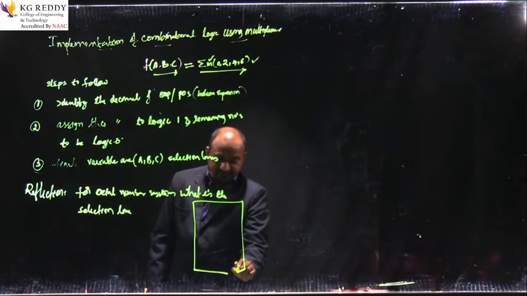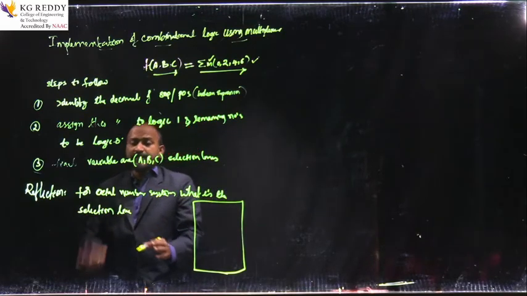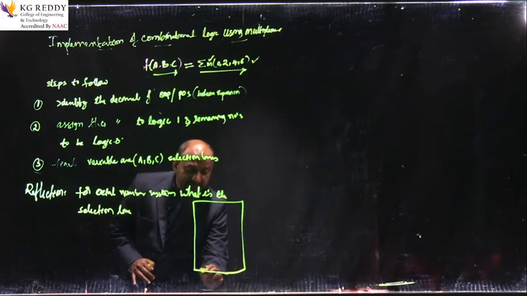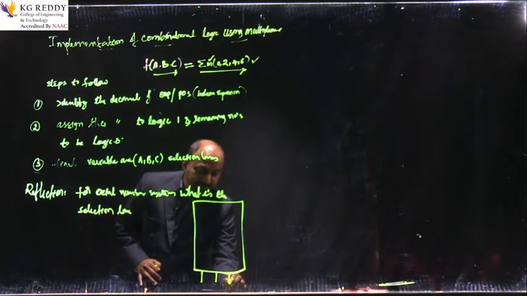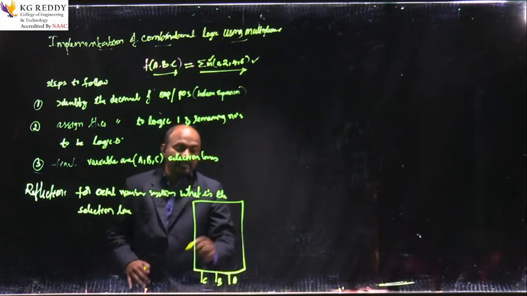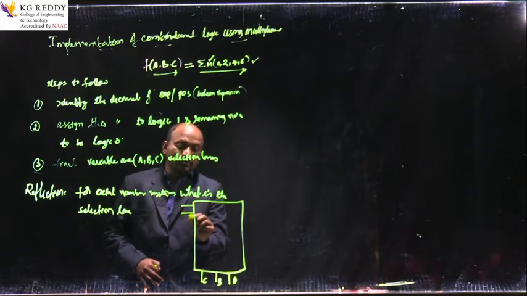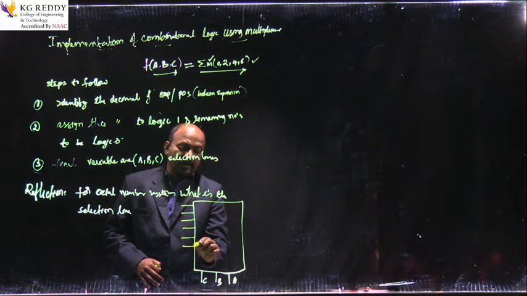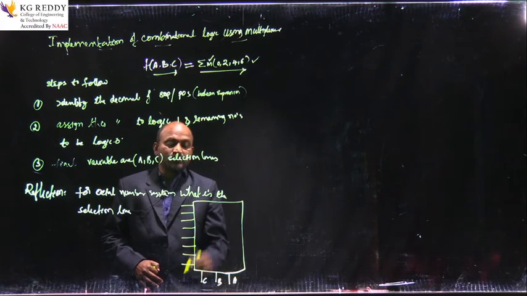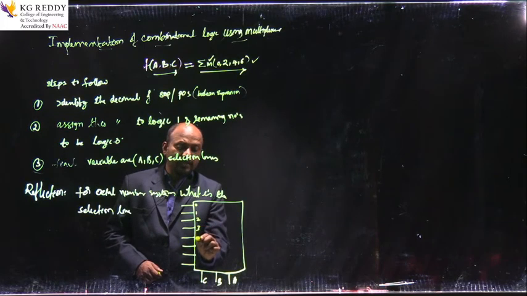It is the 8:1 mux. For the reflection answer, the 8:1 mux has 3 selection lines: A, B and C. These are the selection lines, and we also have 8 inputs: 0, 1, 2, 3, 4, 5, 6 and 7. These are the inputs of the 8:1 mux.